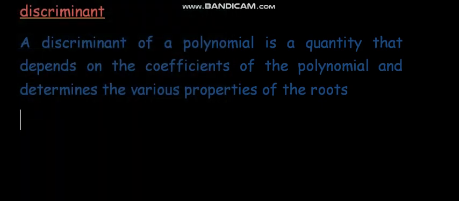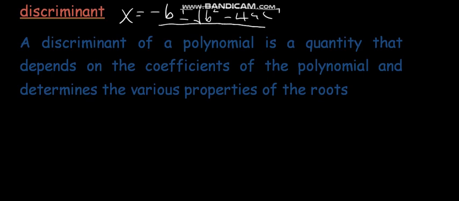Hello student, in this video we are going to look at the discriminant of a quadratic equation. Now let us first look at the solution to the quadratic equation. We say that x is equal to negative b plus or minus the square root of b squared minus 4ac, all over 2a. Now we want to know what a discriminant is.